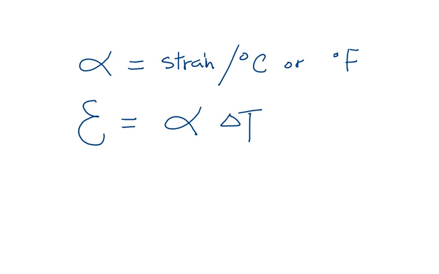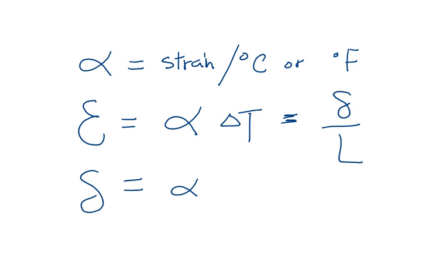And what is strain? Strain is delta over L. So if I want to find the actual amount of elongation or contraction due to a temperature change, I just multiply by L. It's alpha delta T times L. So that's how I determine how much something is going to stretch or shrink when you apply a temperature change. You simply look up its coefficient of thermal expansion, multiply by the change in temperature, multiply by the original length, and you will get the amount of deformation.